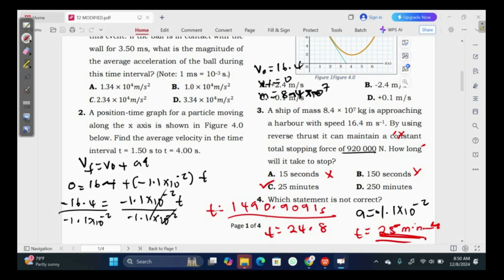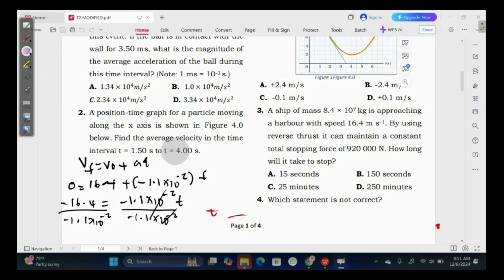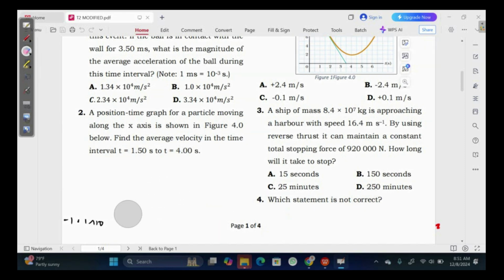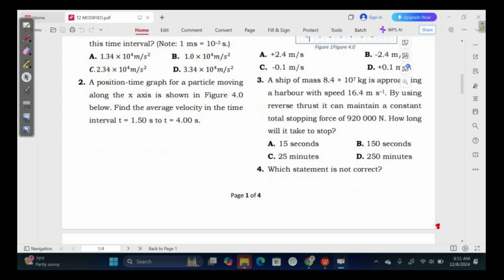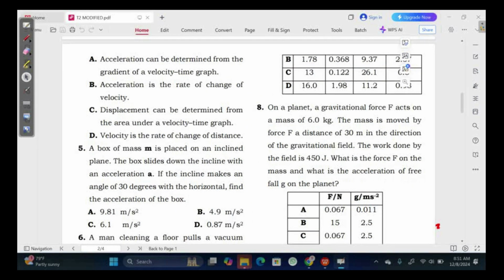Time moves, eh? There is no tutorial sheet for linear momentum, eh? I didn't see it. No, linear momentum, it should be after work, energy and power. I didn't see it.